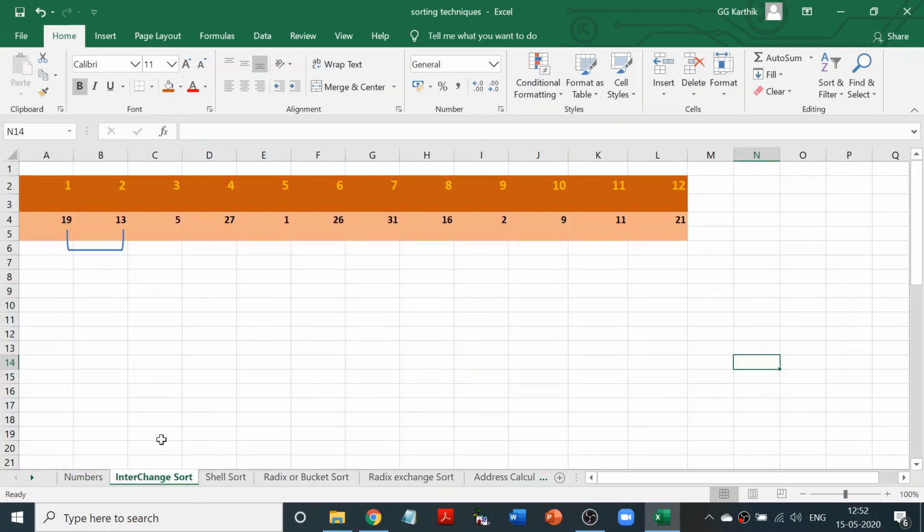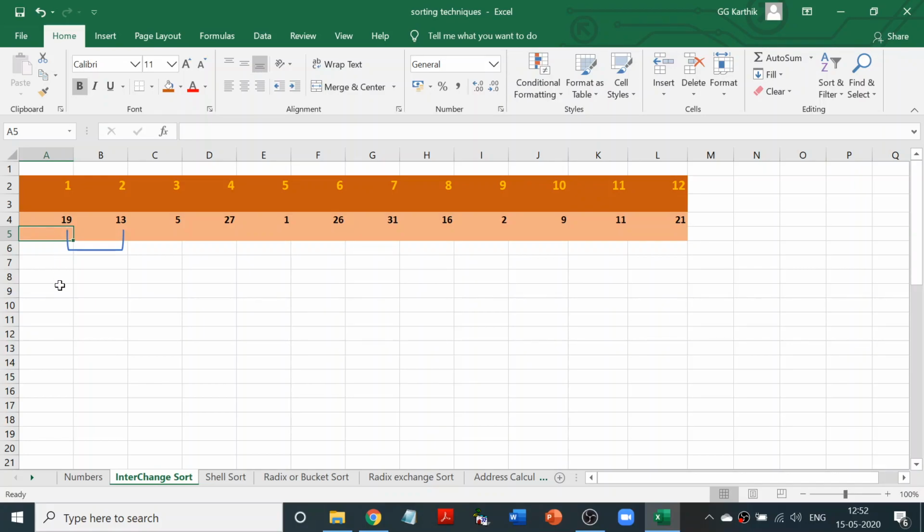What I have here are 12 numbers, numbers 1 to 12. The numbers are 19, 13, 5, 27, 1, 26, and so on. This is the list I have taken. I am supposed to sort it using interchange sort. Interchange sort here is like your bubble sort. It is very simple. We're just going to compare position number 1 and position number 2, then position number 2 and 3, and so on. We keep comparing the consecutive positions.